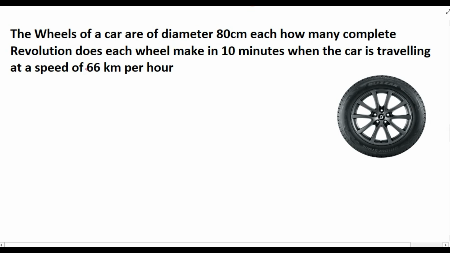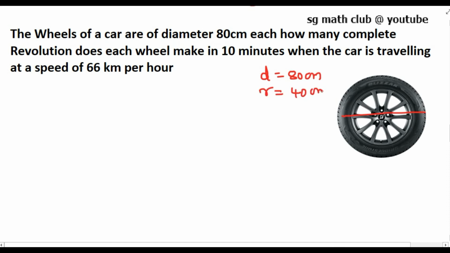Now the third question: the wheels of a car are of diameter 80 centimeter. So diameter means from here to here it is 80 centimeter. So the radius will be half of the diameter, 40 centimeter. How many complete revolutions does each wheel make in 10 minutes when the car is traveling at a speed of 66 km per hour? How many times does it make one full revolution? That means starting from here, the point has to come back, the ending point also will be the same. So then it will be one revolution.